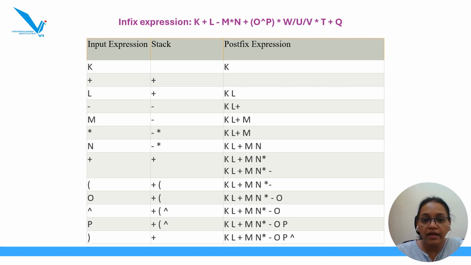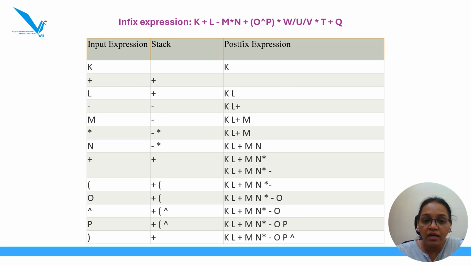Okay, then comes M. M is an operand and directly you have to put it onto the postfix expression. Then comes star, multiplication. Now check out. Minus is already on the stack and incoming is multiplication. Minus is low precedence and multiplication is higher precedence. So minus can allow the multiplication symbol to sit on top of it. So we have to directly push multiplication on the stack.